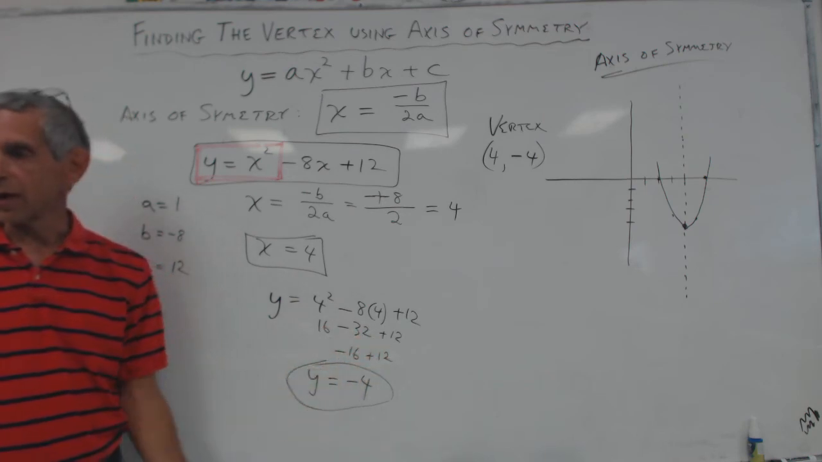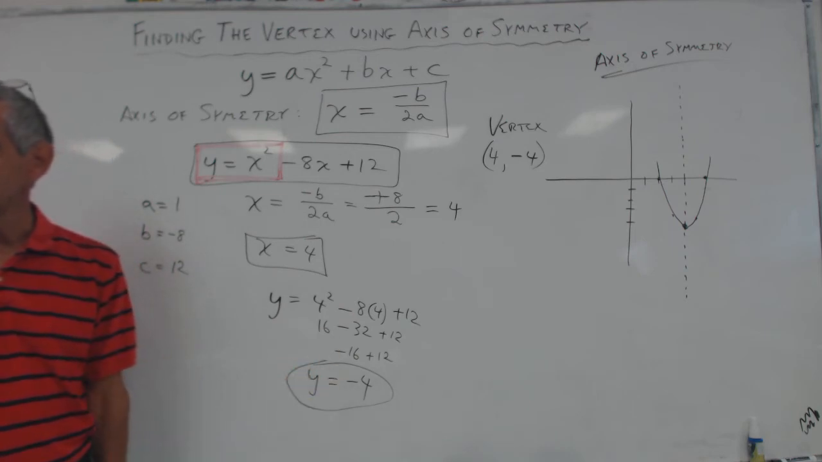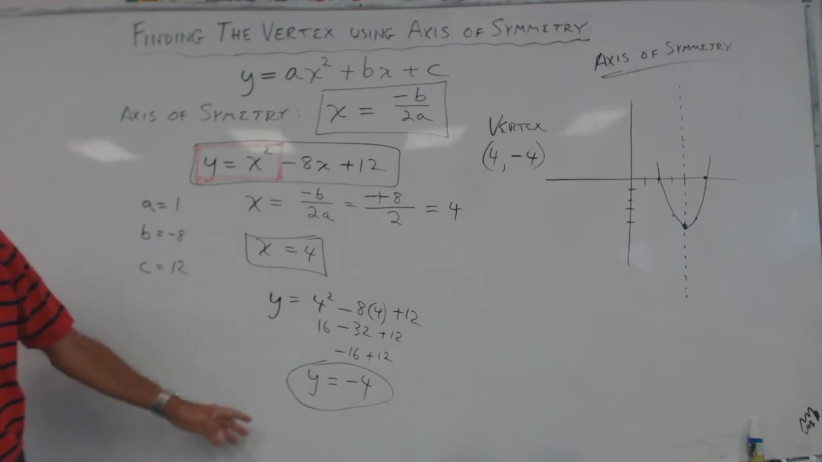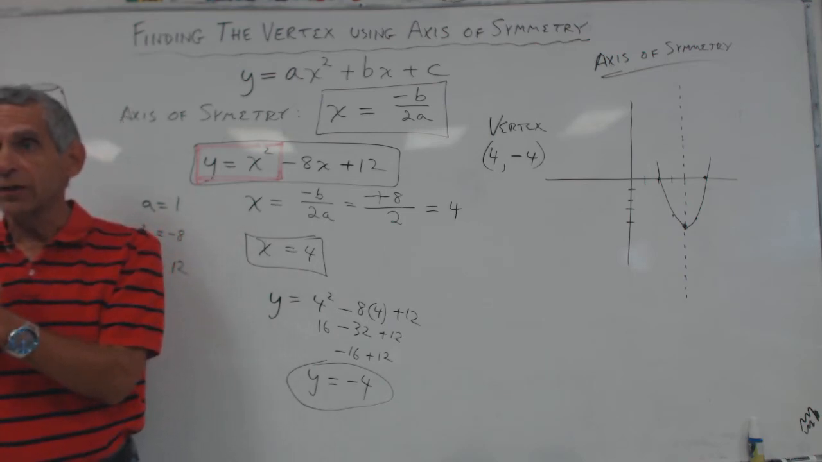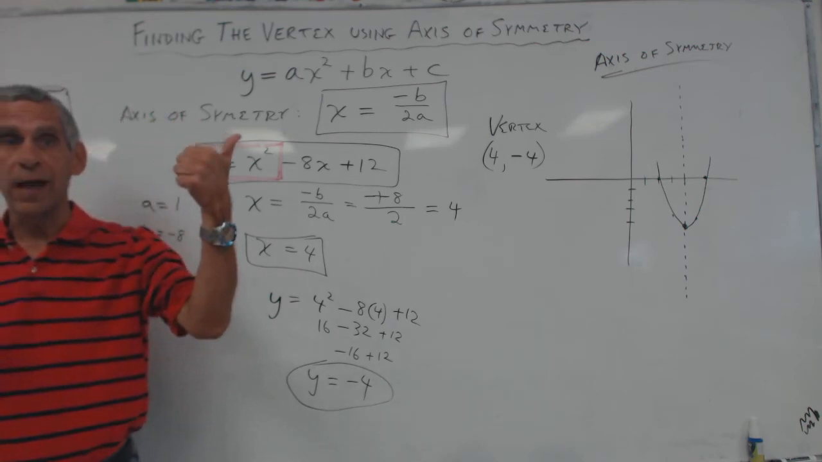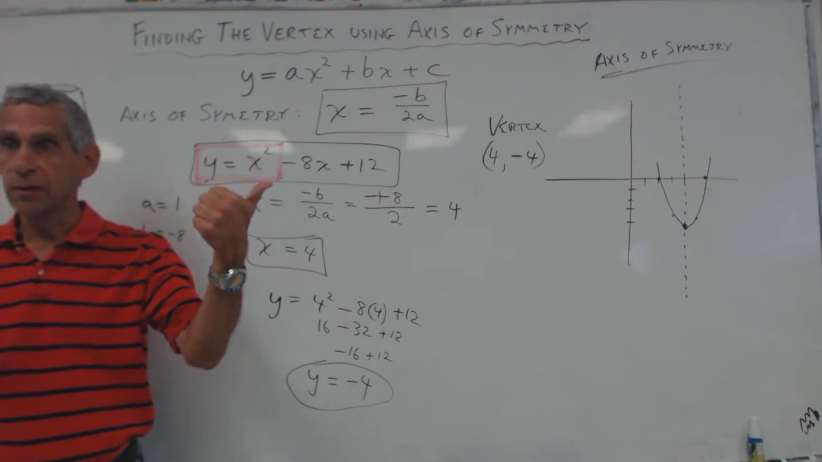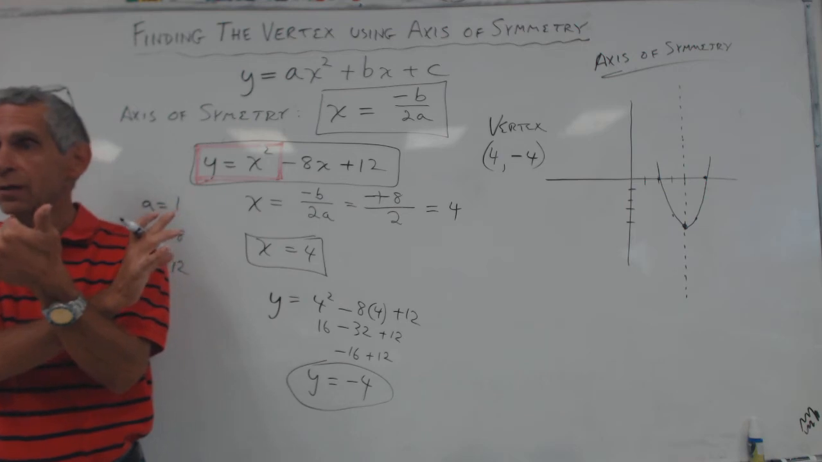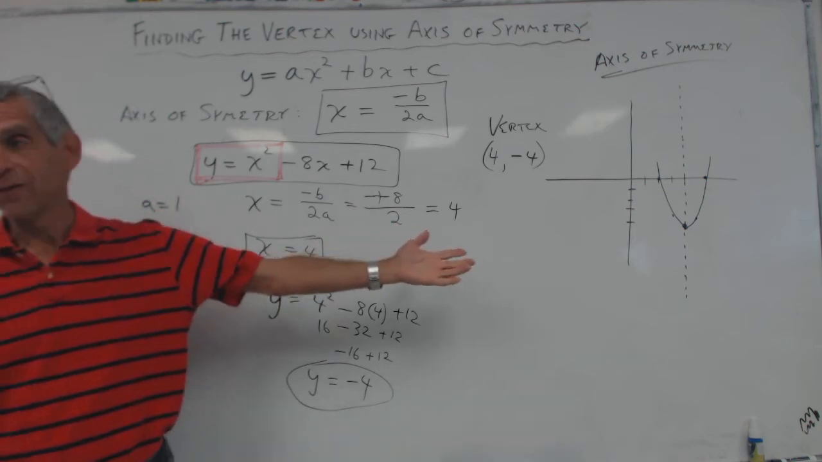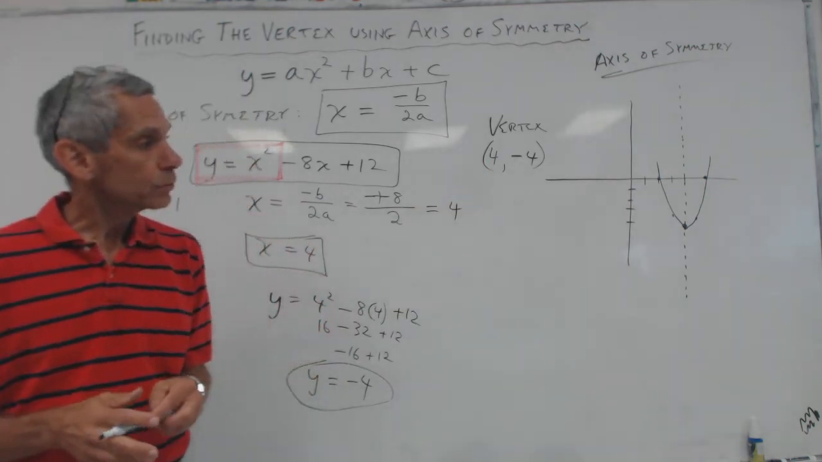12, it's negative 4. I just kind of did it in spurts. See what I mean? All right? So the first thing I did is I plotted my vertex. I figured out what my vertex was by using my axis of symmetry formula and then plugging that x into the original formula to get my y. Then I had my vertex. I plotted my vertex, and then I could draw it.